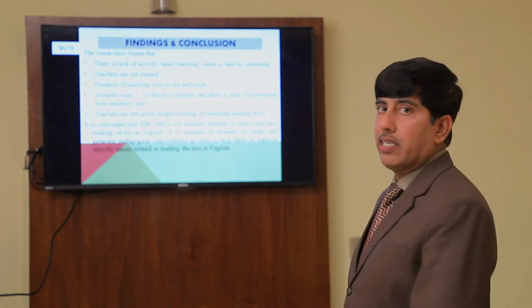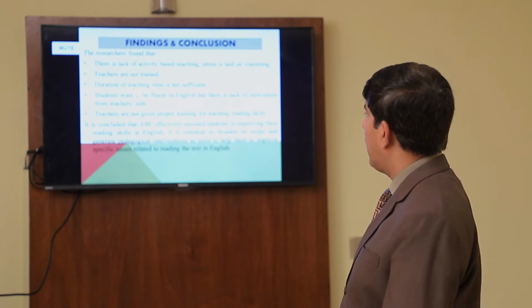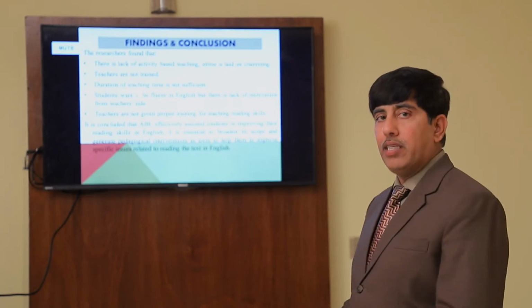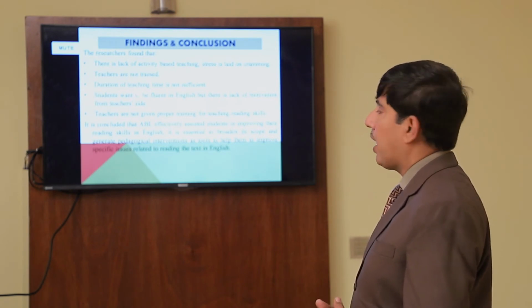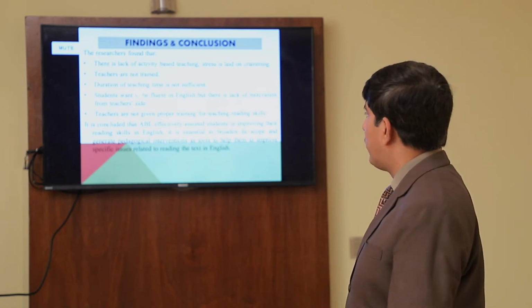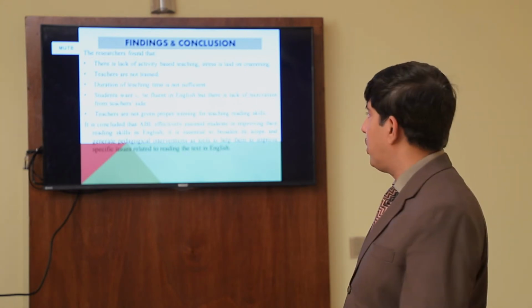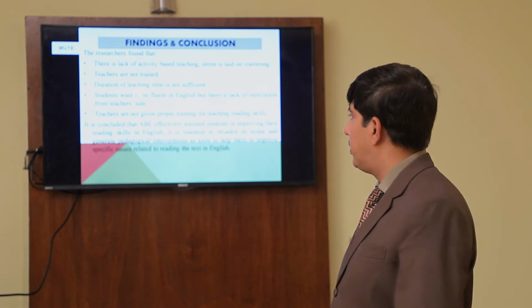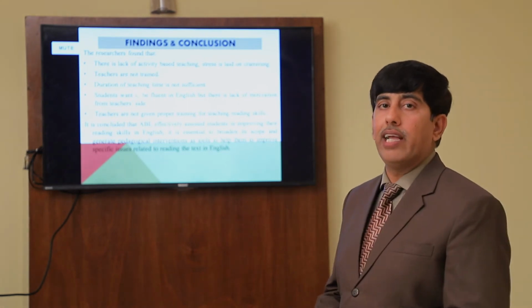These are some findings. There is a lack of activity-based teaching. Stress is laid on cramming just. Teachers are not trained. Duration of teaching time is not sufficient. Students want to be fluent in English, but there is a lack of motivation from the teacher's side. Teachers are not given proper training for teaching reading skills.